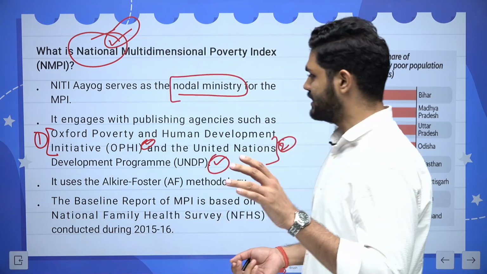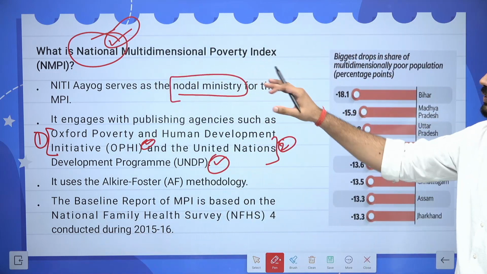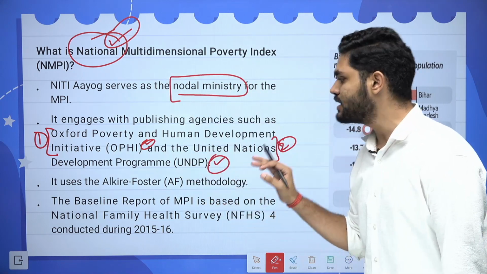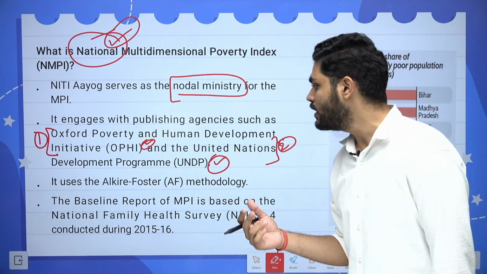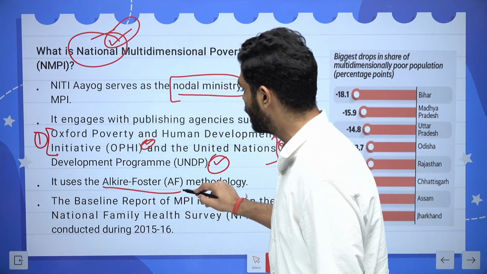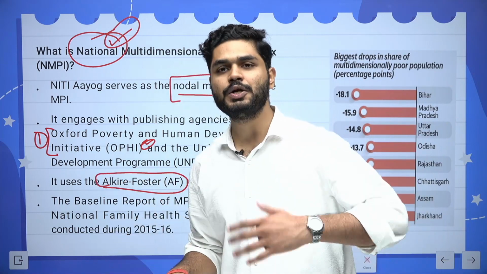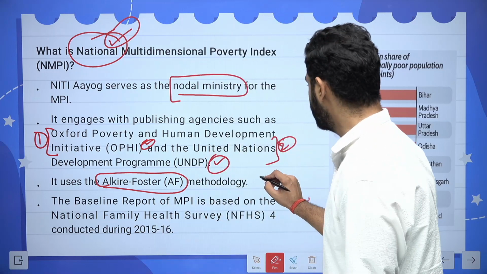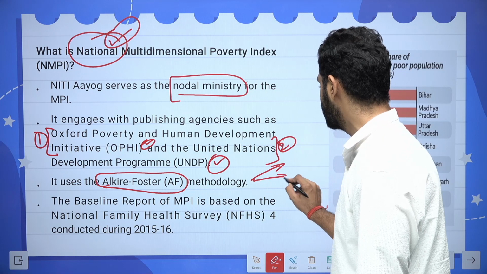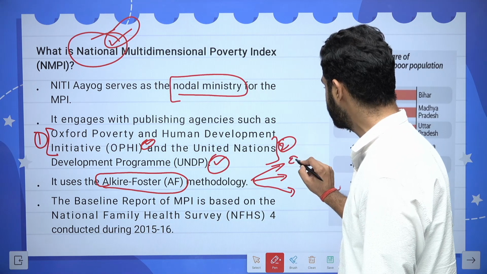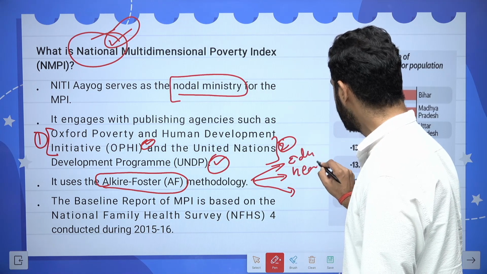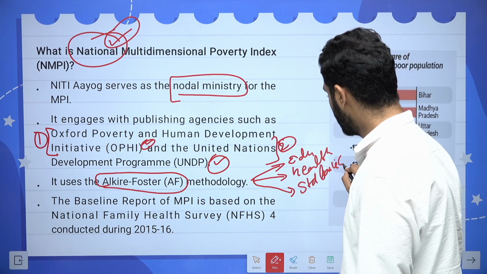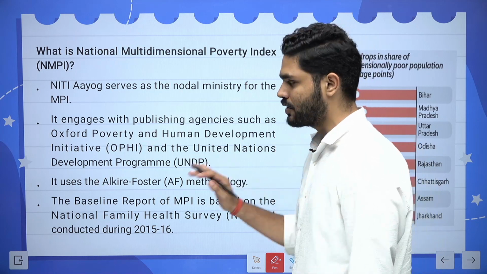Okay, this particular report, this particular index, National Multidimensional Poverty Index, uses a methodology called Alkire-Foster. Now, what is Alkire-Foster? Basically, similarly to Human Development Report, it also uses particularly three things to define the level of poverty. One is education, other is health, and third is standard of living. Okay, so these are the three things which are required.